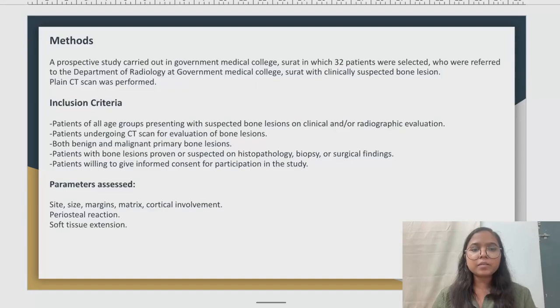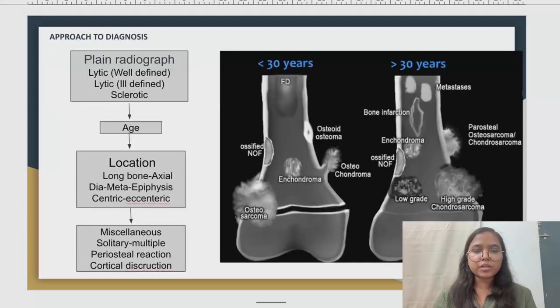The inclusion criteria: patients of all age groups presenting with suspected bony lesions on clinical or radiographic evaluation, patients undergoing CT scan for evaluation of bony lesions, both benign and malignant primary bone lesions, patients with bone lesions proven or suspected on histopathology, biopsy and surgical findings, and patients willing to give informed consent for participation in the study. Parameters assessed are the site, size, margins, matrix, cortical involvement, periosteal reaction and soft tissue extensions.